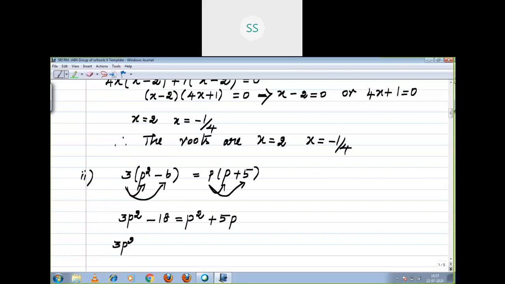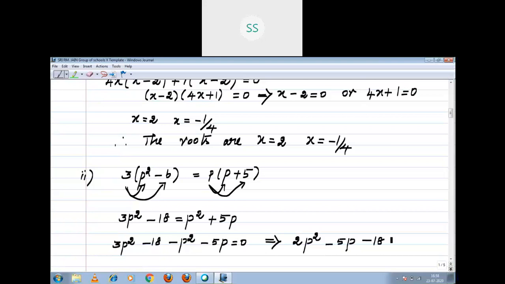3p square minus 18 minus p square minus 5p equal to 0, which implies 2p square, 3p minus 1p minus 5p minus 18, right? 2p square minus 5p minus 18 equal to 0. Now only you have arrived at a quadratic equation. Right, children? I hope you people understood, right?